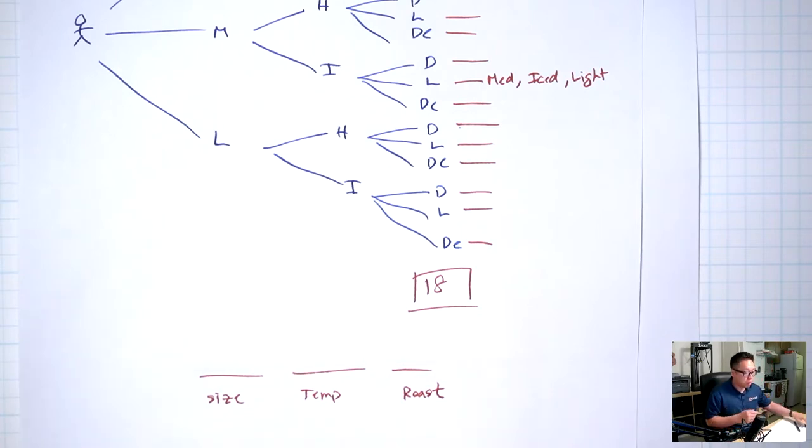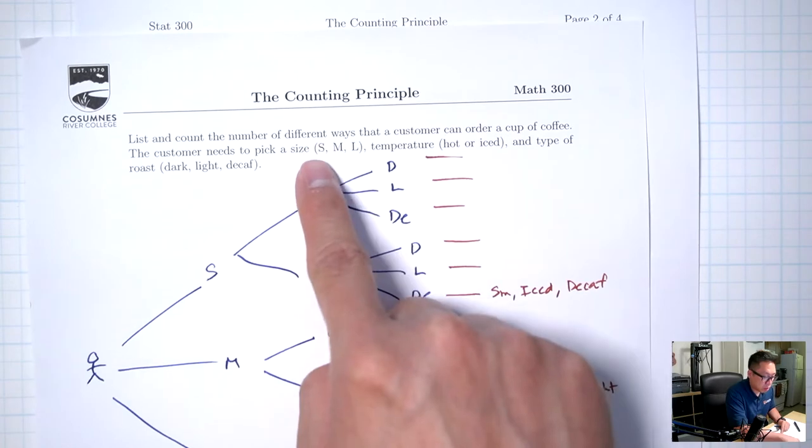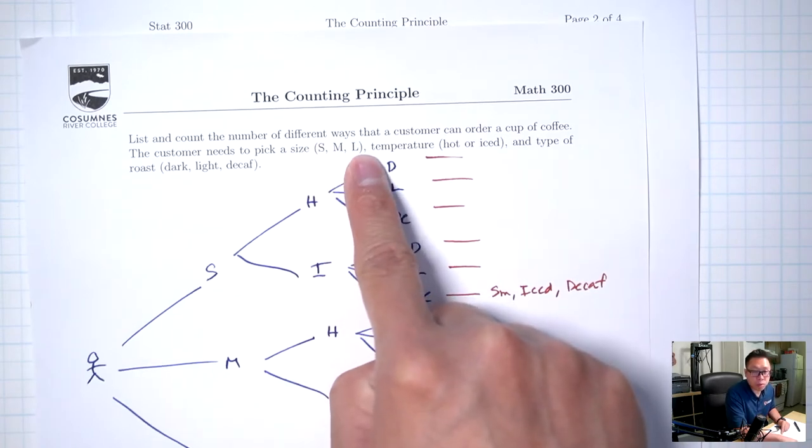And what you do is for each part or each choice, count how many options you have. For size, how many options do we have? For size, you can have small, medium, or large. So for size, we had three options.